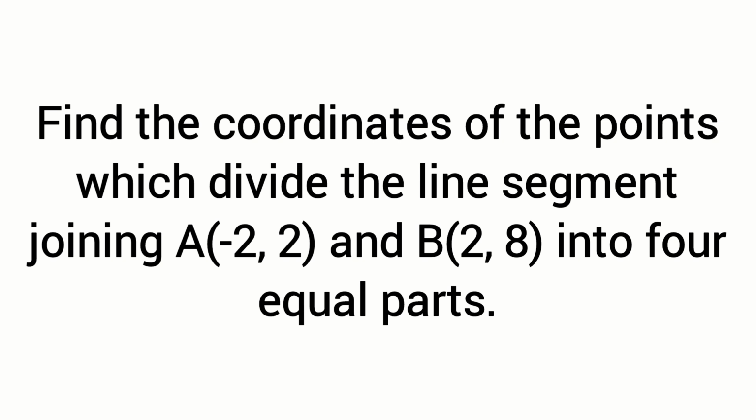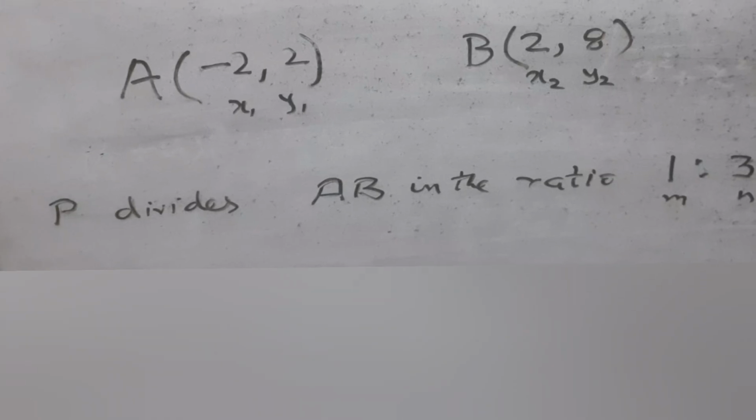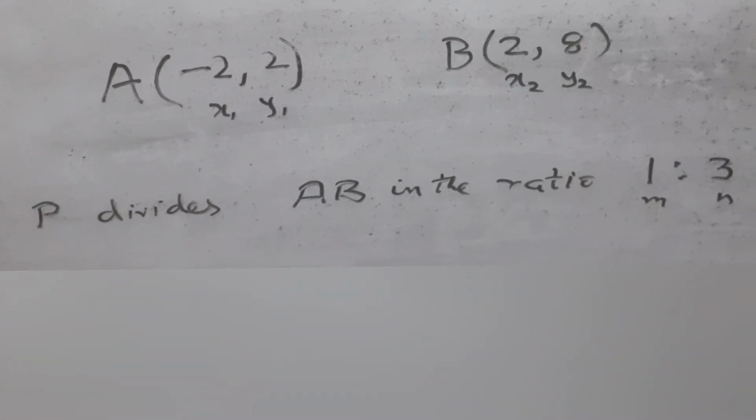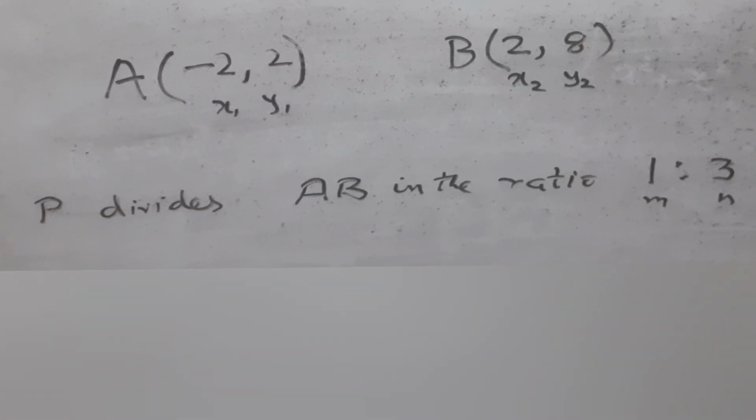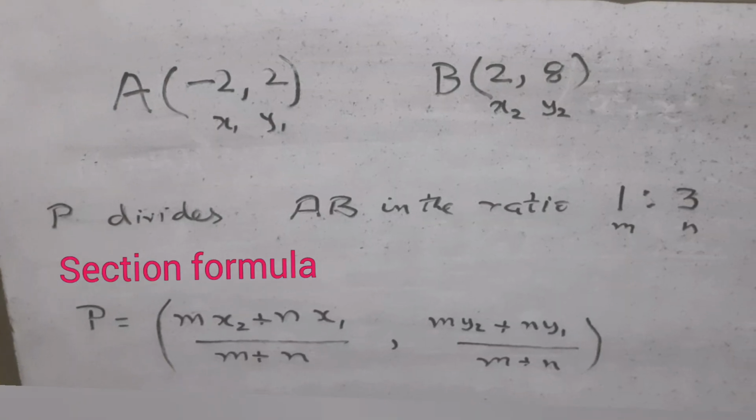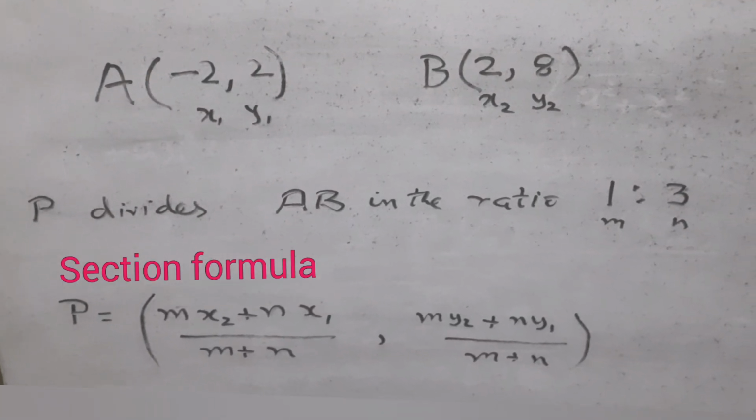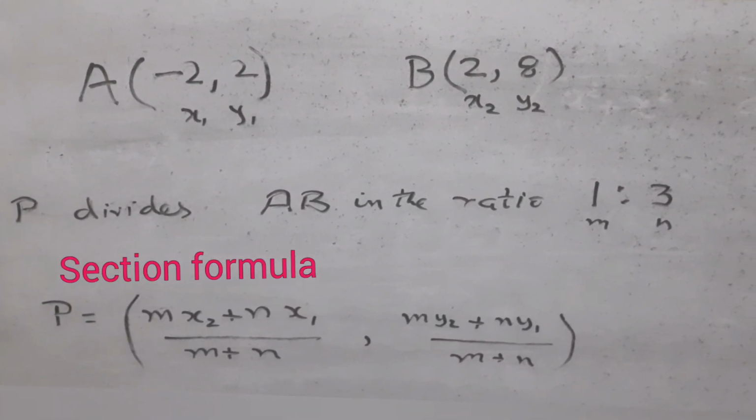Let the required points be P, Q, and R respectively. Clearly, P divides AB in the ratio 1:3 internally. Take the coordinates of A as (x1, y1) and the coordinates of B as (x2, y2), and the ratio 1:3 as m:n. Substitute into the formula.